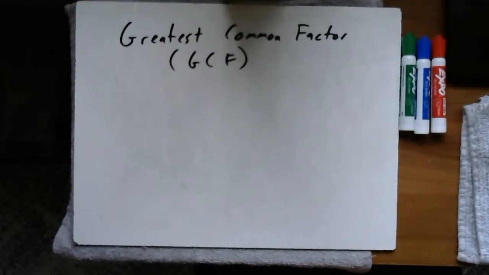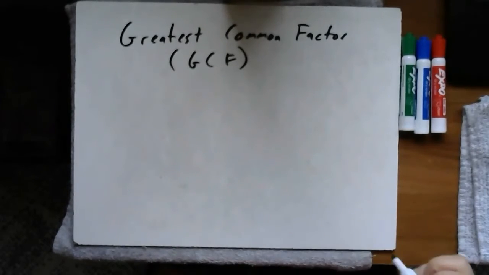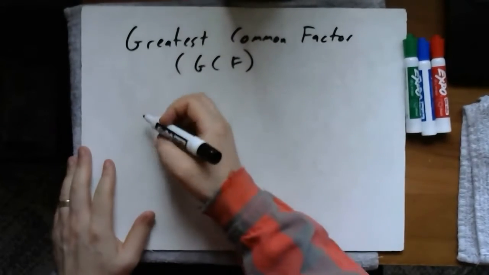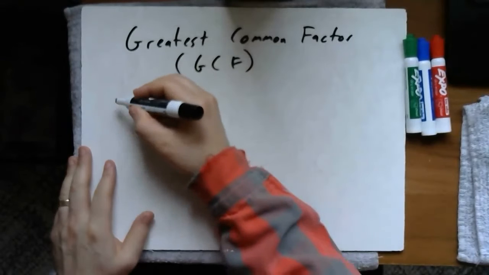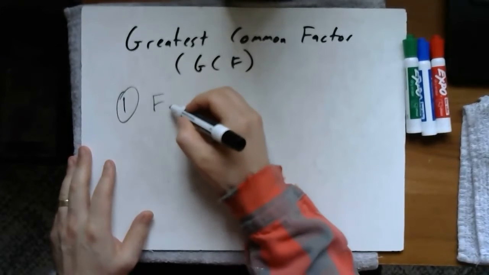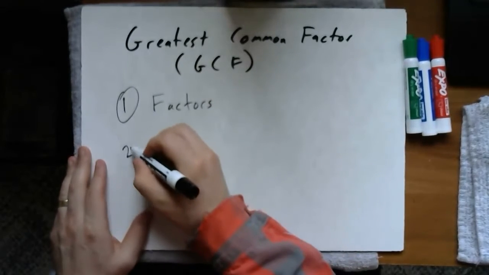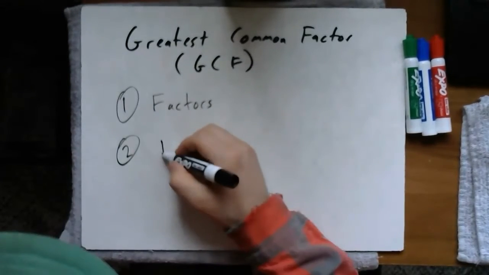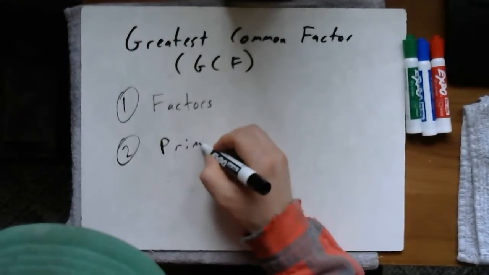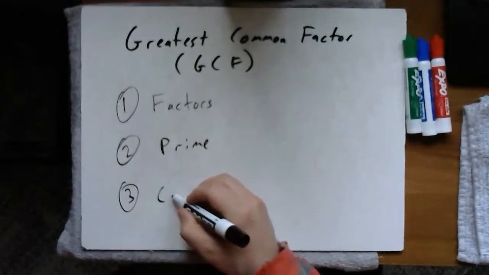In order to find the greatest common factor of two or more numbers, it's helpful to understand three concepts. So I'm going to go over these three concepts. One is factors. So what are factors? The next one is going to be the idea of prime. And the third one is composite.